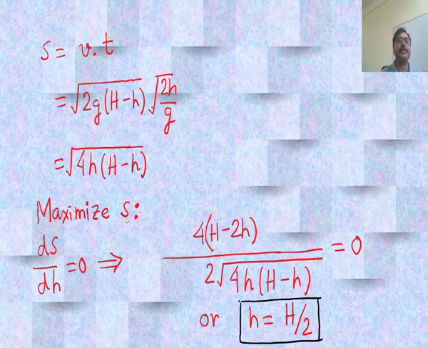Now, we want to maximize capital S, which simply means that we have to take the derivative of S with respect to h, and then it has to be made zero. By taking the derivative of capital S, we get this big expression, and to make it zero, its numerator has to be zero. So the numerator is capital H minus 2h, which has to be zero. That gives rise to the height small h of the ridge to be capital H by 2. This is exactly half of the height of the hill.